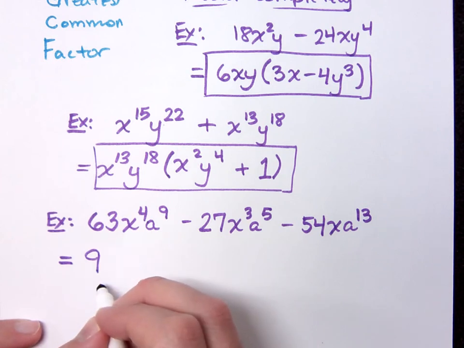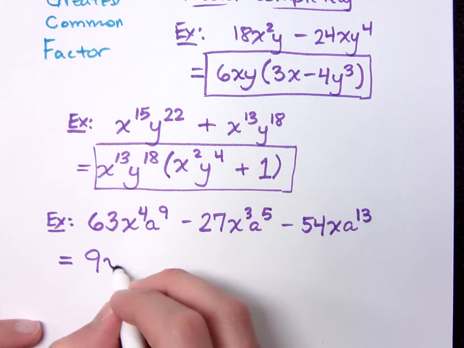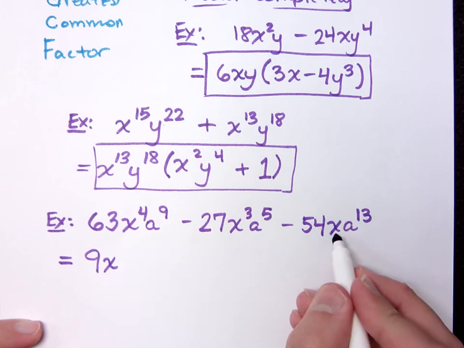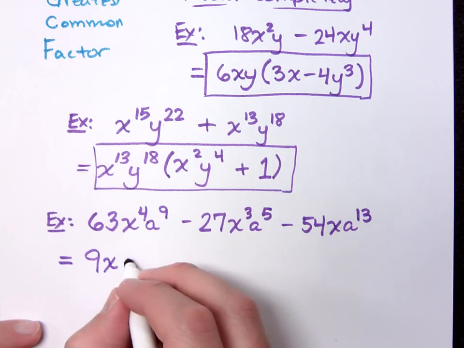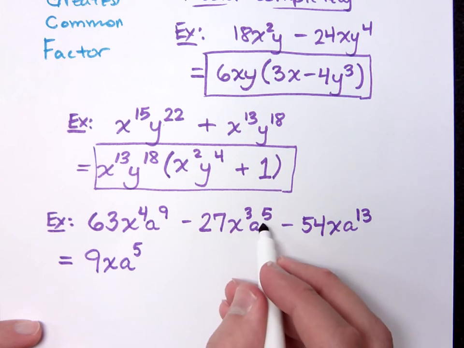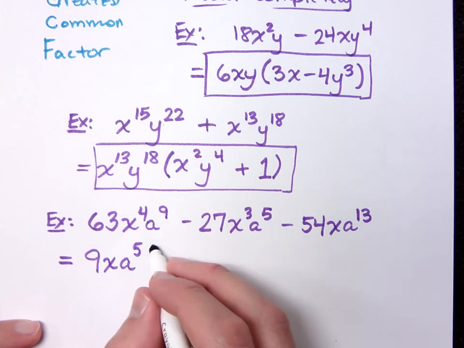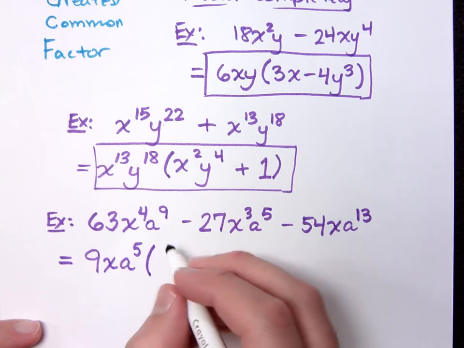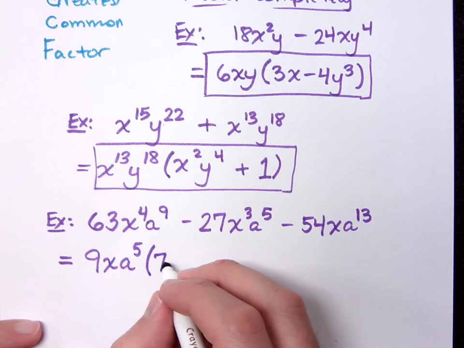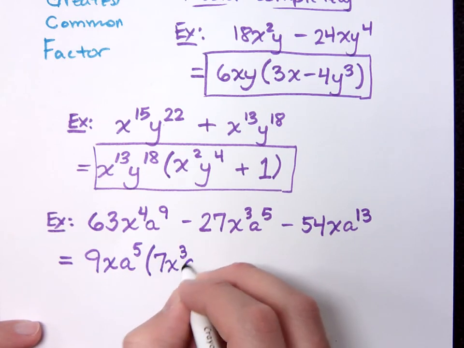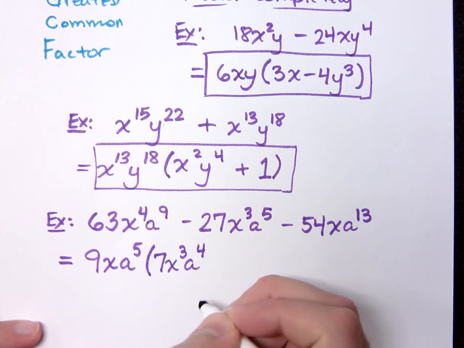What else goes into all of them? X? How much x? Just 1. This guy limits what you can take out of everybody. What else? A to the fifth. The smallest exponent of the a is what limits you. So now what's left inside? 7. How much x? X to the third. How much a? A to the fourth.